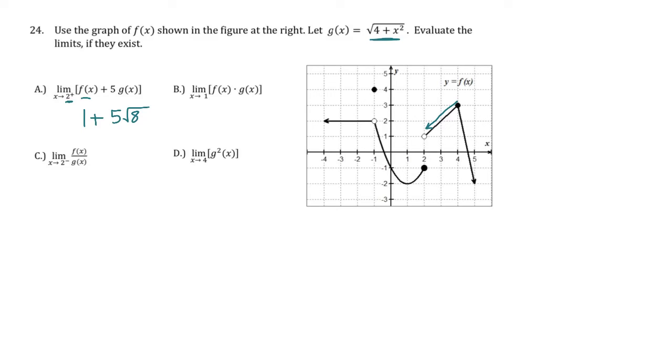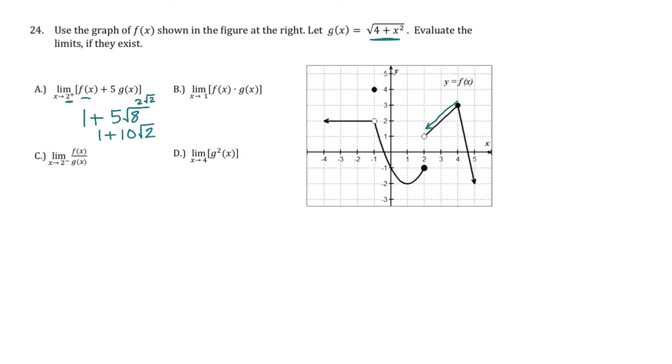And so whether or not you leave it like that or you rationalize it, it just depends on what your answer choice is going to look like in a multiple choice setting. Remember, that can be rewritten as 2 root 2, so you might see this written as 1 plus 10 root 2. As far as what I'd rather you write, I don't care. Whichever one that you want to is fine.